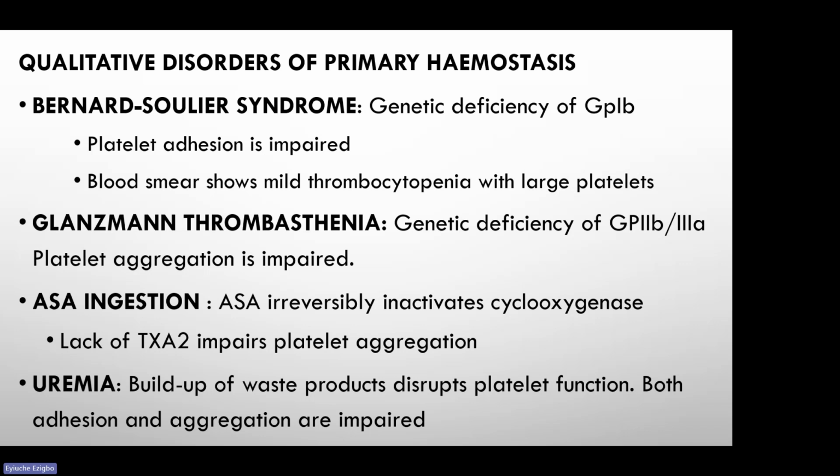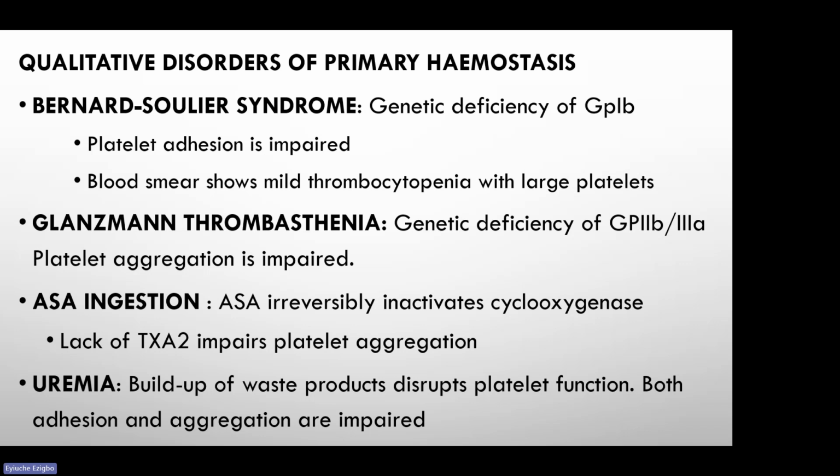Here we have Bernard-Soulier syndrome. We've shown it in the diagram earlier. It is a result of genetic deficiency. Qualitative has to do with the function. Genetic deficiency of glycoprotein 1b. And if you recall, this glycoreceptor is involved in platelet adhesion. So because there is a genetic deficiency in glycoprotein 1b, platelet adhesion is impaired. Blood smear shows mild thrombocytopenia with large platelets.